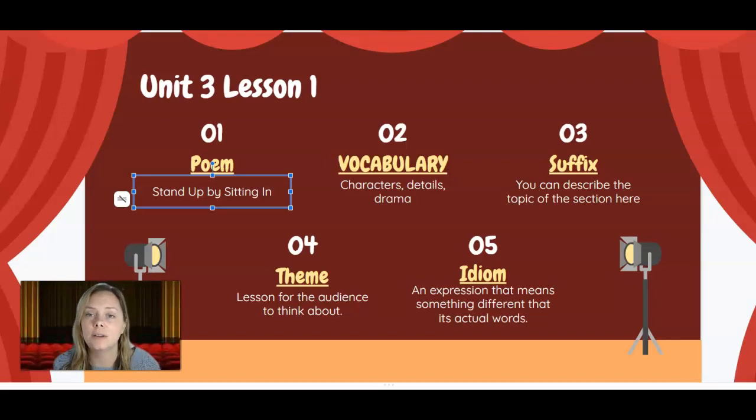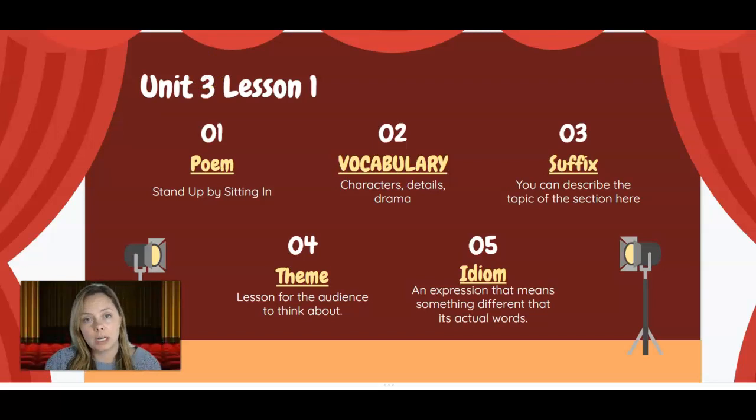These are the highlights of what is in the lesson, the most important things that you want to pull out. These are also the items that will be tested. So, first thing is our poem, Stand Up by Sitting In. Right under this video, that poem is linked. So you can take a minute, watch that video, and hear the story being read to you. You also have the option of reading it yourself, which is in the lesson if you would like to do it that way. But you can do either one.